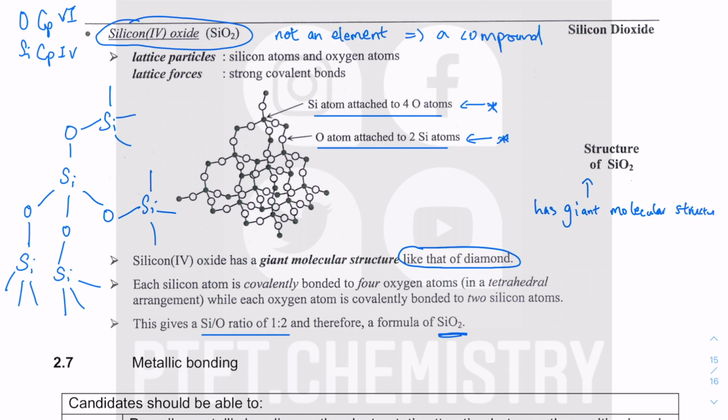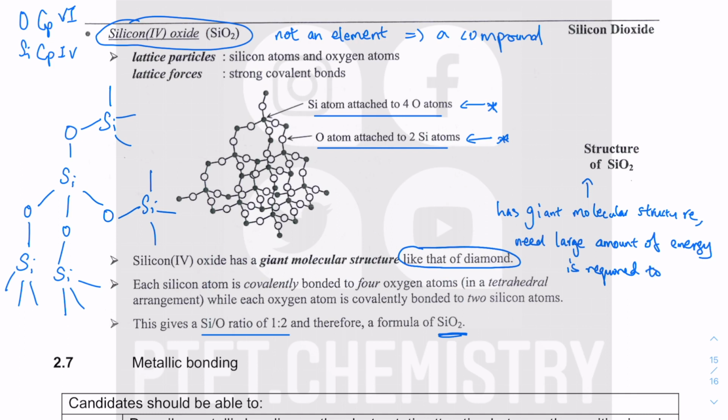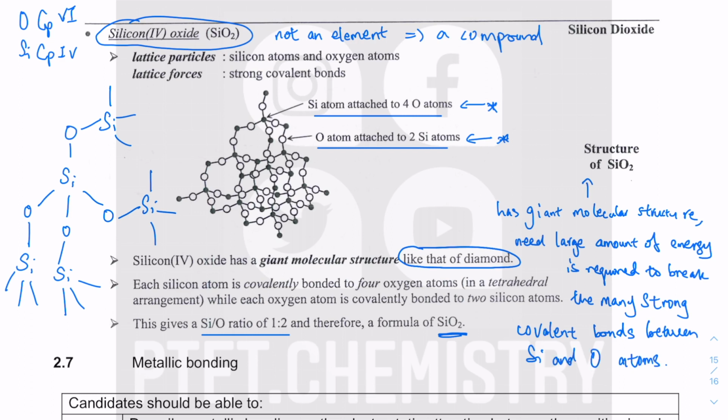I say it's an essay because it's typically something that you can prepare for. You got to talk about the structure, and then we need a large amount of energy. You got to emphasize that a huge amount of energy is required to break the many strong covalent bonds. But we need to be specific in the context of SiO2, so this is between Si and oxygen atoms, simply because this is SiO2.